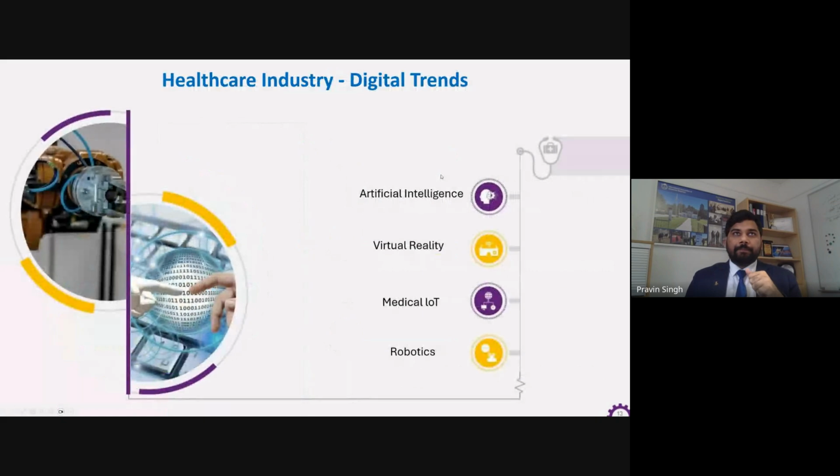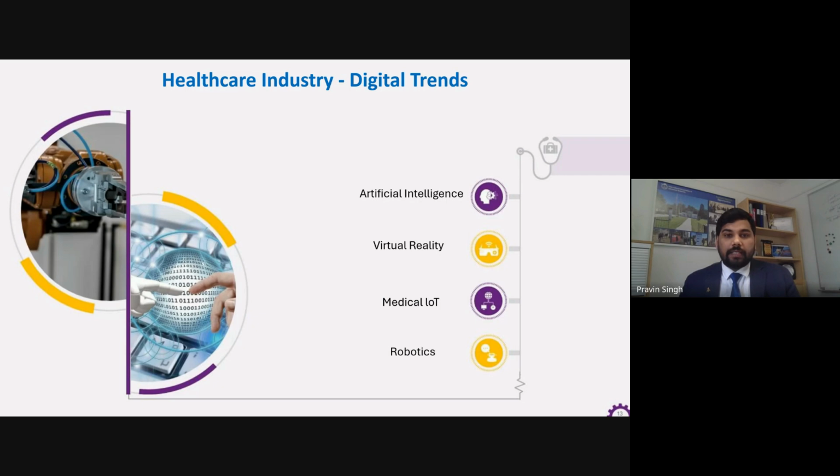So if we look at the healthcare industry, these are the digital trends. The future of healthcare is being shaped by emerging digital technologies that enhance diagnosis, treatment, and patient care. The key trends leading this transformation include artificial intelligence, virtual reality, medical IoT, and robotics. Artificial intelligence means automating diagnosis, predicting disease, and personalizing treatments.